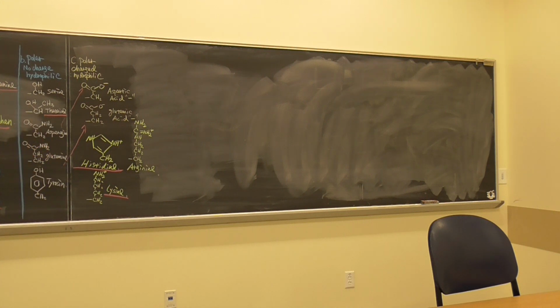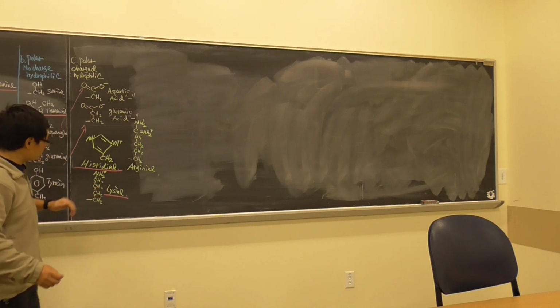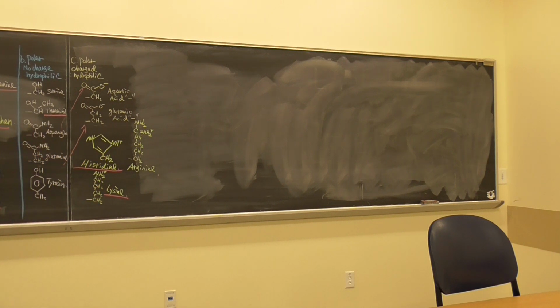Valine, leucine, isoleucine, 3. Phenylalanine, that's 4. Tryptophan 5. Methionine 6. Serine 7. Histidine 8. And lysine is 9. So 9 essential amino acids. Some textbooks say 8. Okay, it doesn't matter. They vary a little bit, but that's 9 essential amino acids.